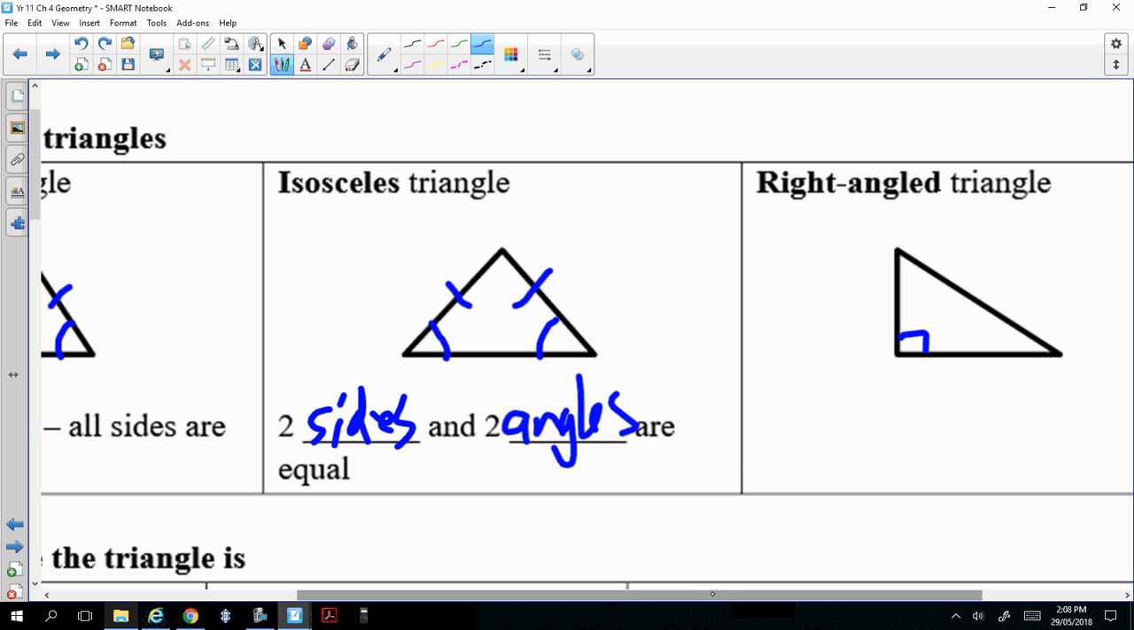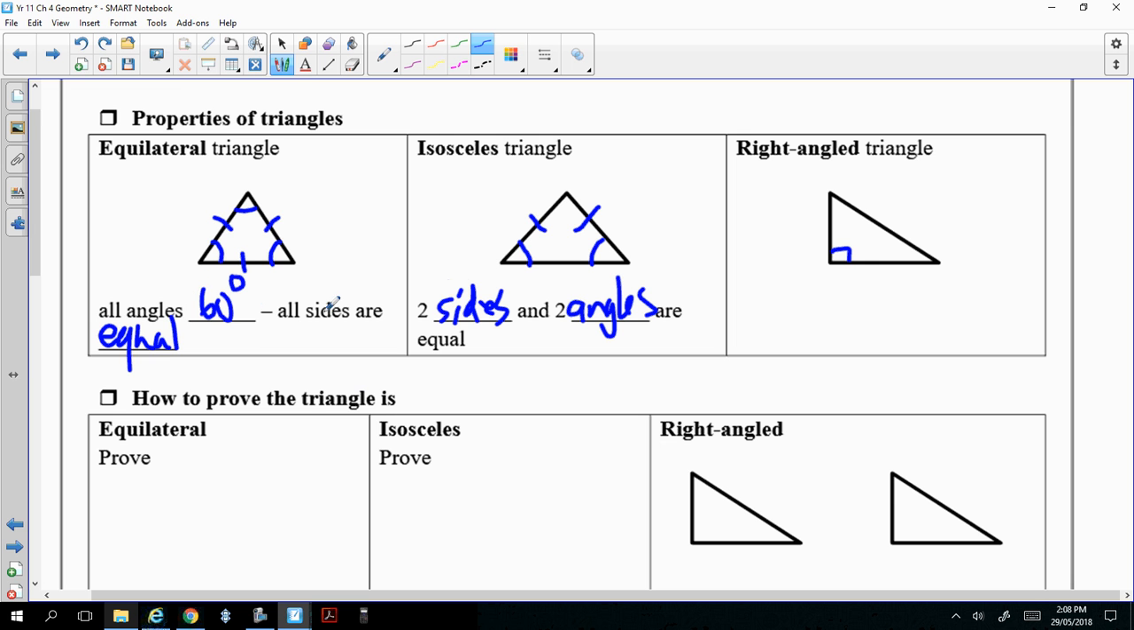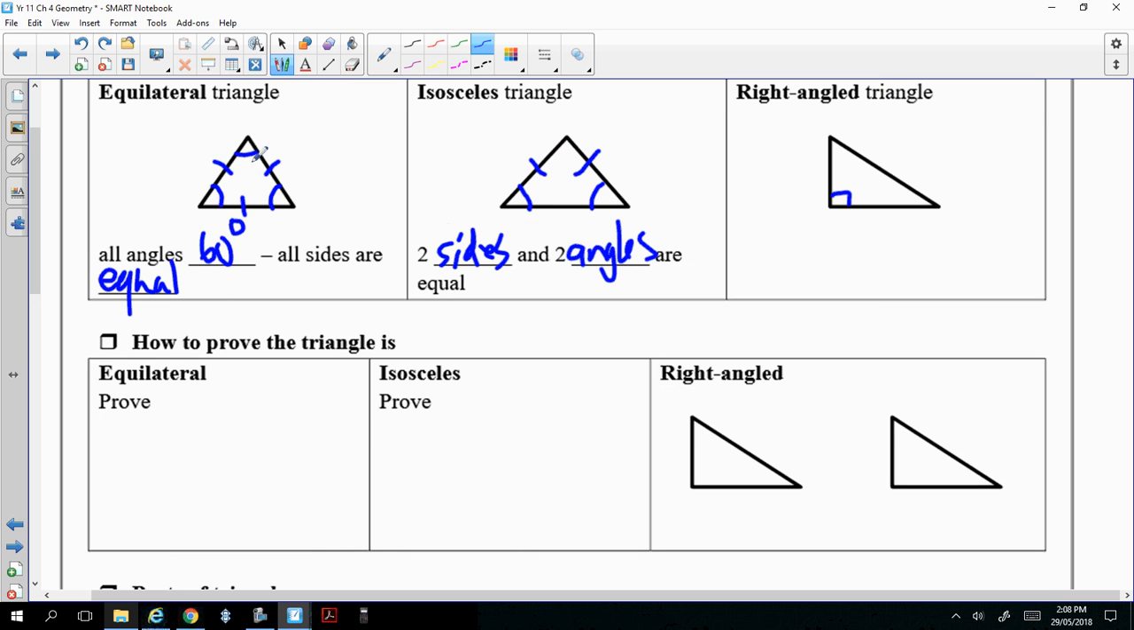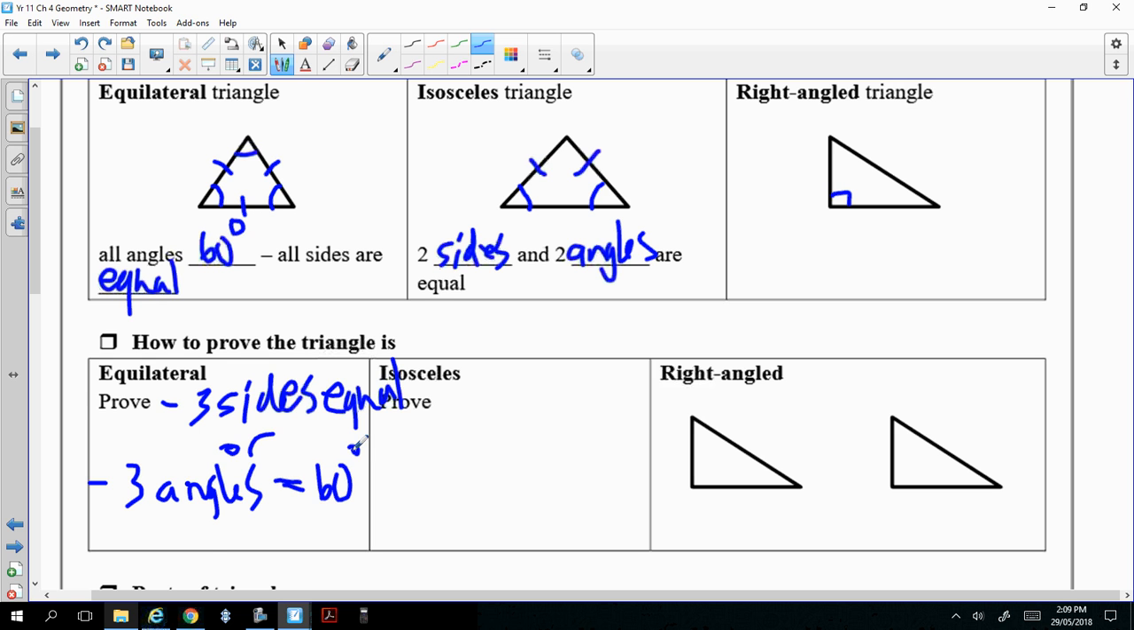The next question is, how do we prove a triangle is equilateral? There are two ways. Either prove three sides are equal, or prove all three angles are equal to 60 each.